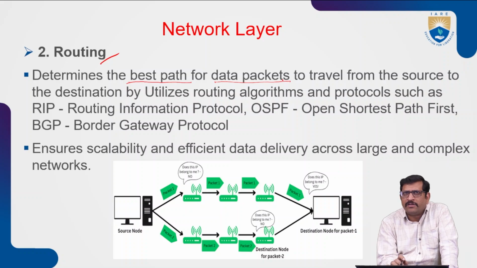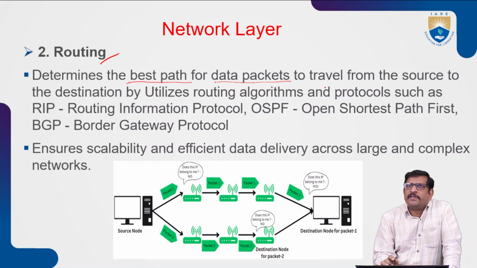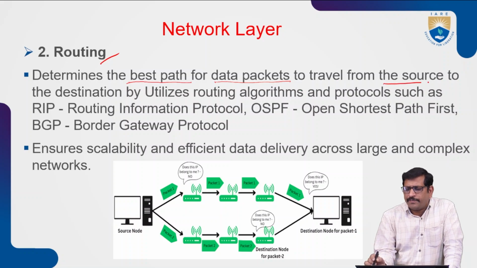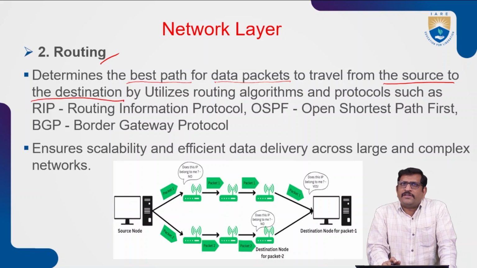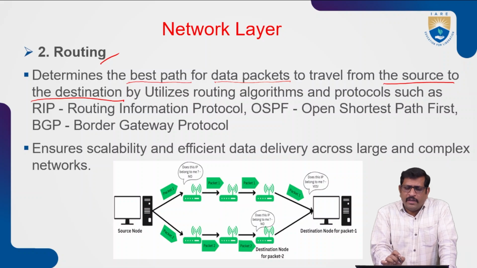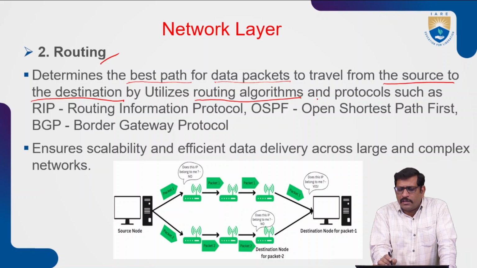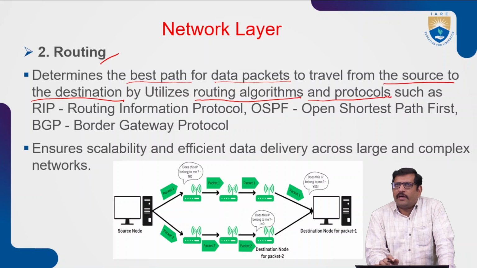If the best path is found, then the data packets can be delivered. Why? Because in the network layer, data is transferred in the form of packets. So after finding the best path, data packets can be transferred from source to destination. The destination should be identified. For transferring the data packets over the network, we can utilize the best routing algorithms, and along with the routing algorithm, we can utilize protocols.